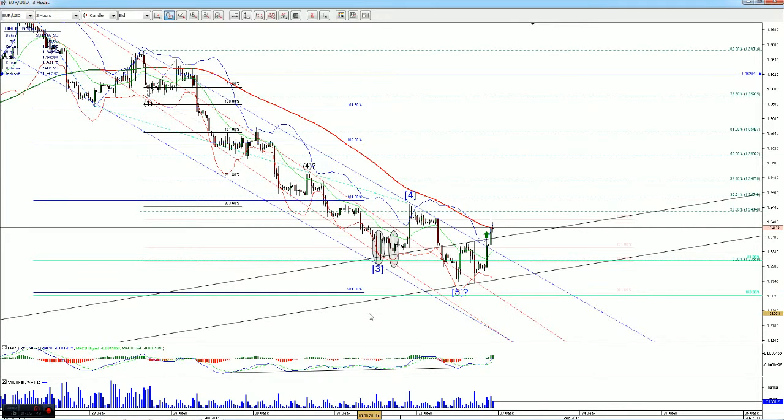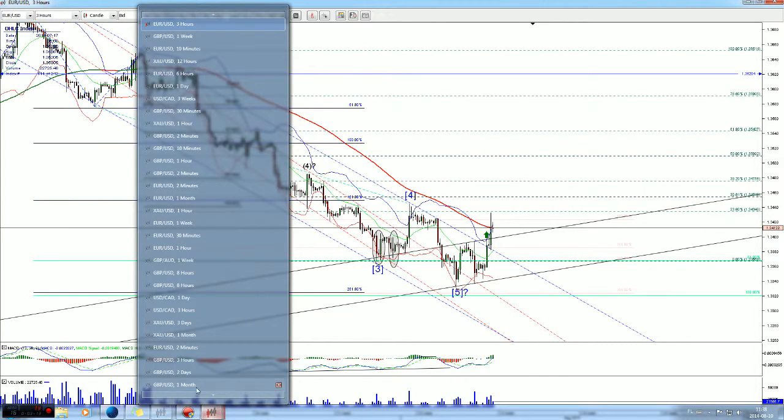You can also see quite clearly that there is a divergence. The market made a new low, and at the same time the MACD indicator was making higher lows. So this is a divergence, and this is an indication that the trend may change, and this actually happened. So that was a second confirmation for the situation here.